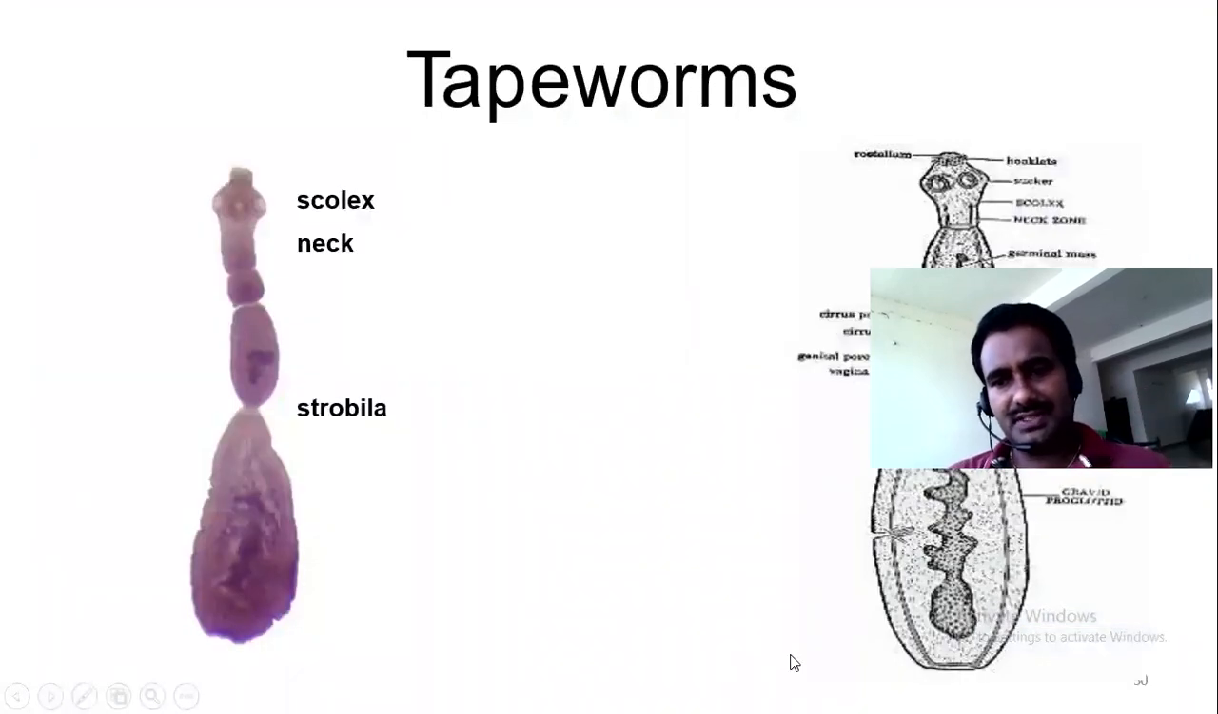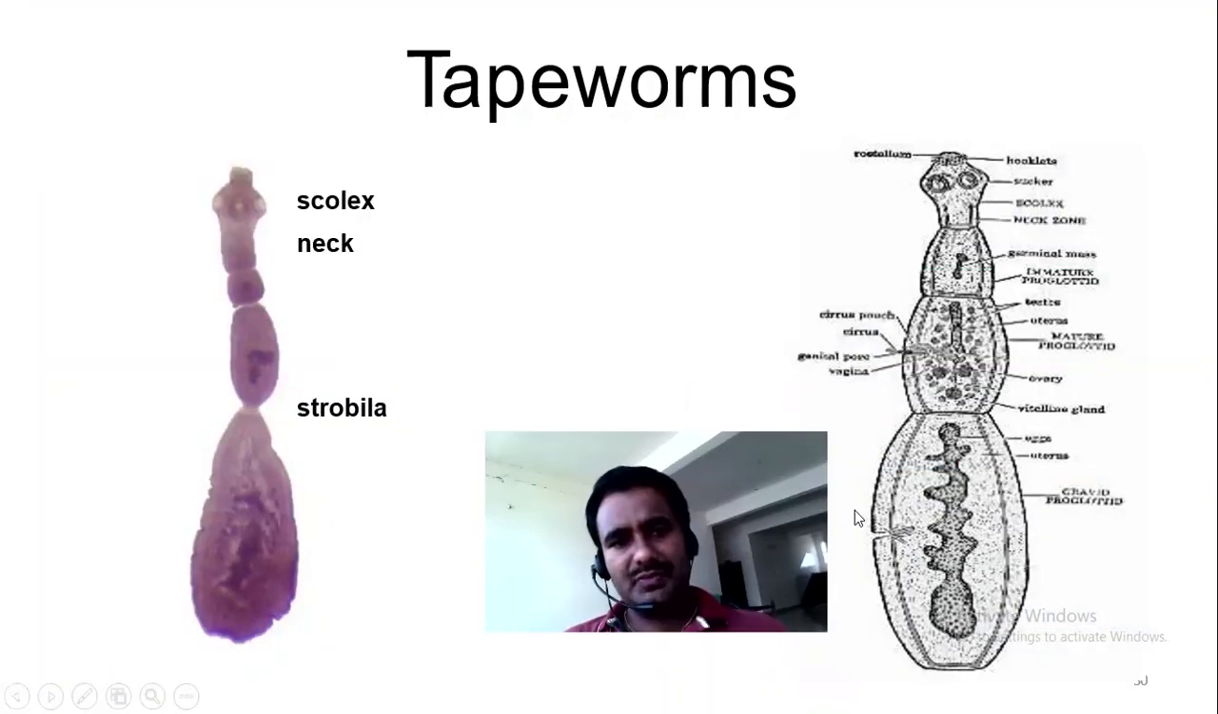Here are the adult worms of the tapeworm, with scolex, neck and strobila. This is the diagrammatic representation.